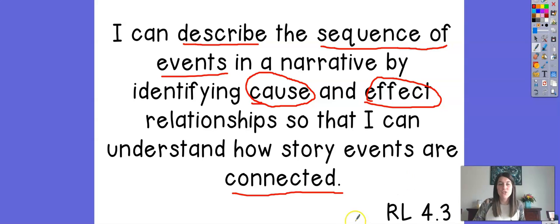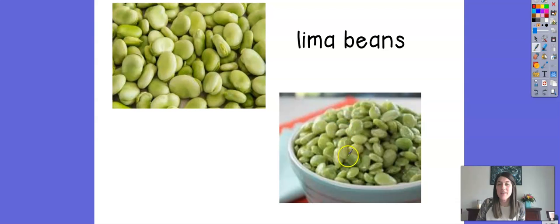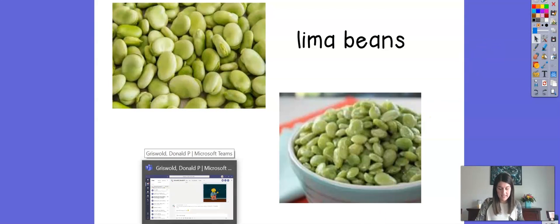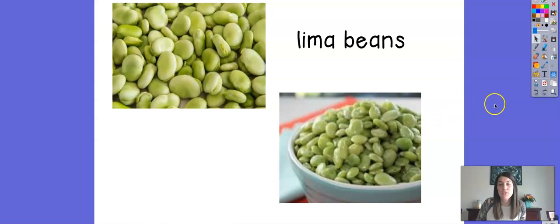Today, when we read our story, we're going to come across the word lima beans. A lot of you may know this, some of you may not, but lima beans are a small little green vegetable that is a bean. So that's all that is when we get to that word. As we're reading today, I want you to keep in your mind those cause and effect relationships that we might see.